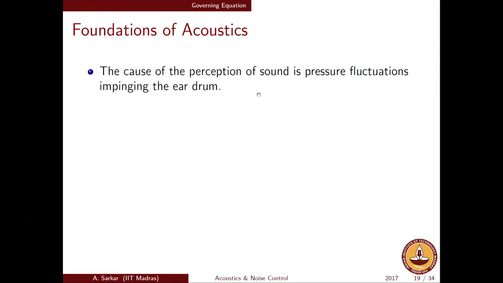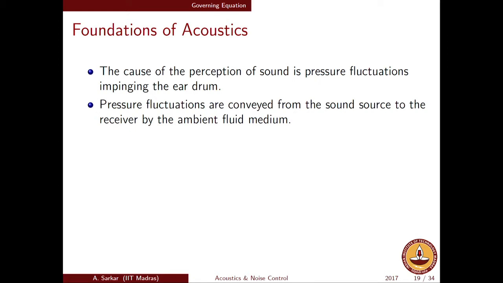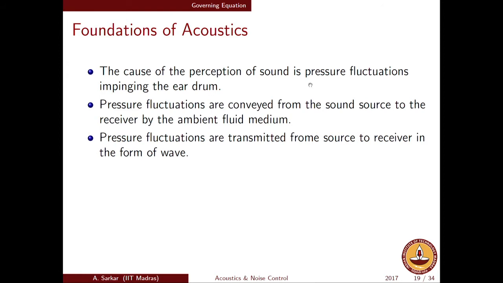So, just to recall, we understood that the cause of the perception of sound is the pressure fluctuations which are impinging on our eardrum, and the pressure fluctuations are conveyed from the sound source to the receiver within the ambient fluid medium, which in this case, as we are talking, is the air. In certain naval applications obviously this fluid medium could be water. So, the question of transmission of this sound essentially boils down to the question of how the pressure fluctuations are getting transmitted from the source to the receiver, and it so happens to be in the form of a wave. What is a wave and how do we arrive at this conclusion? We will see that right in today's class.